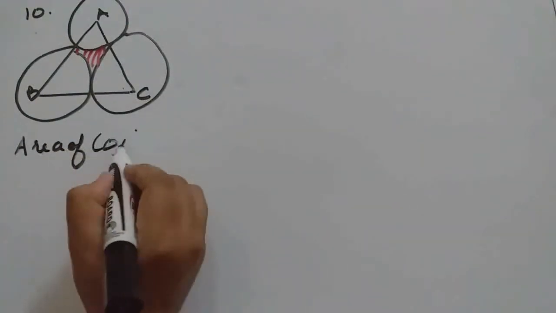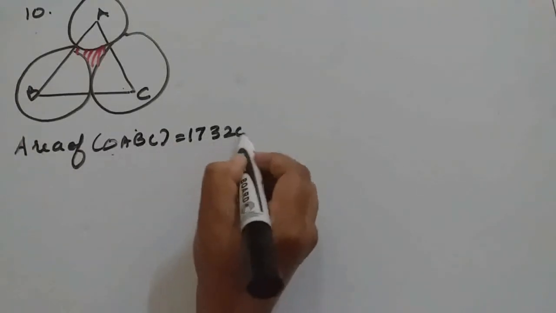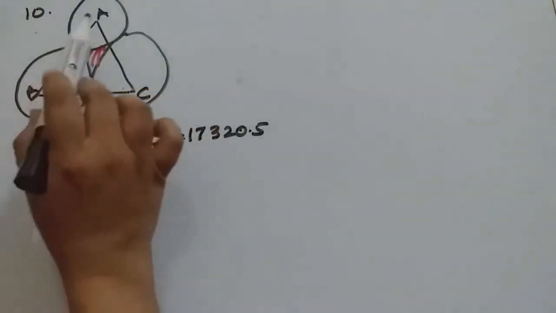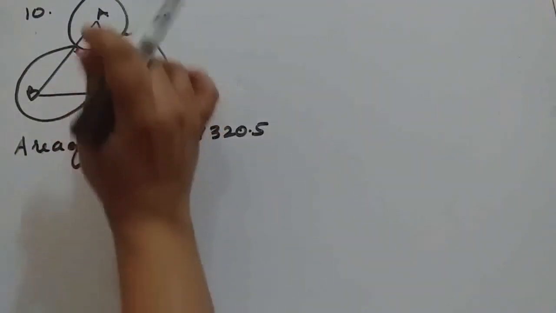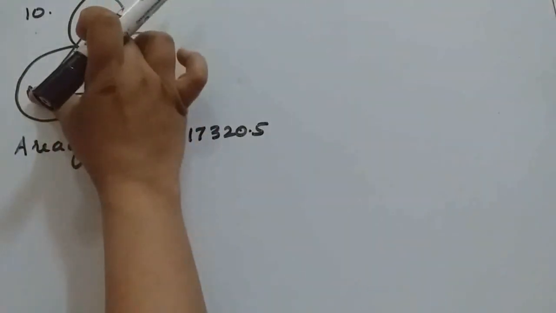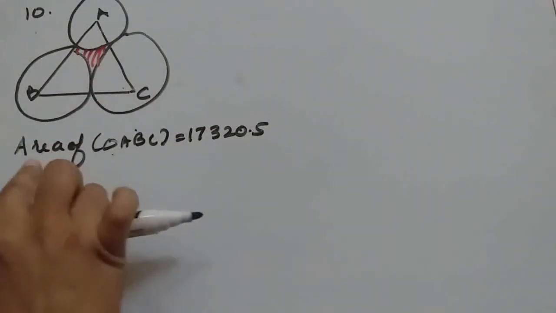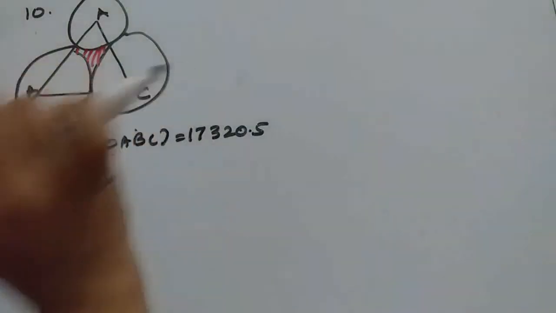Area of triangle ABC is given as 17320.5. Then a circle is drawn with each vertex as center, with radius equal to half the length of AB, that is, half the length of each side of the triangle. From the given area, we will find the side. So R will be half of that.